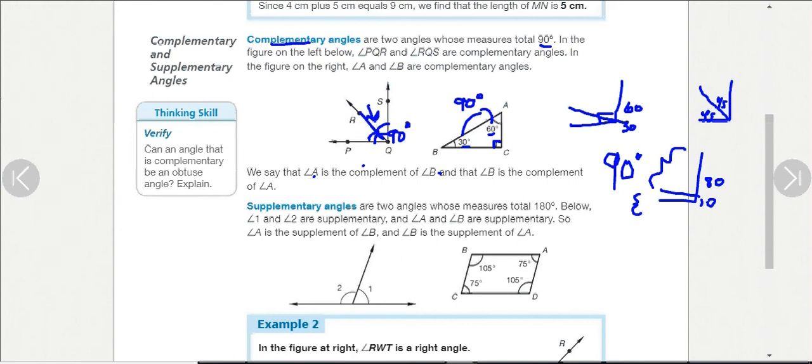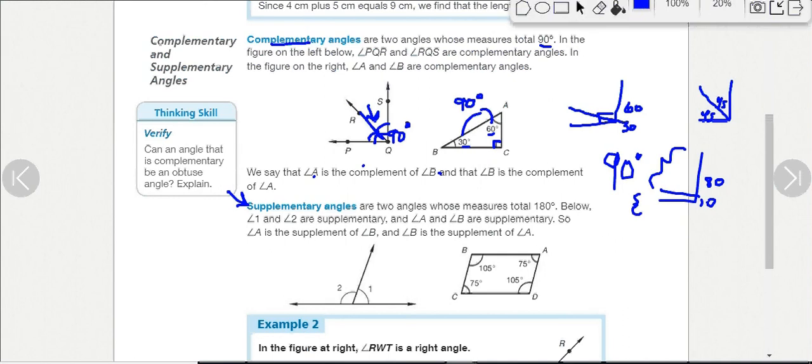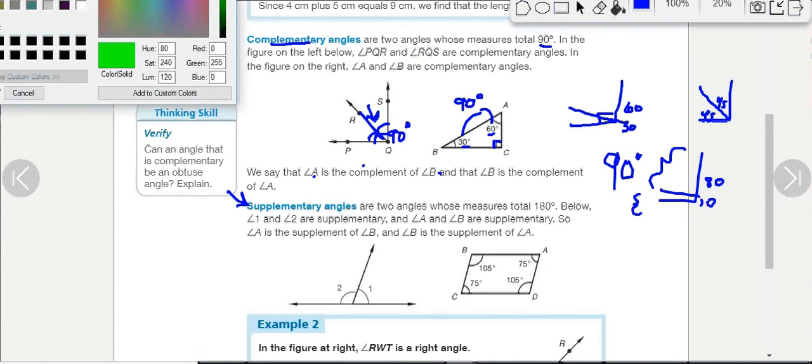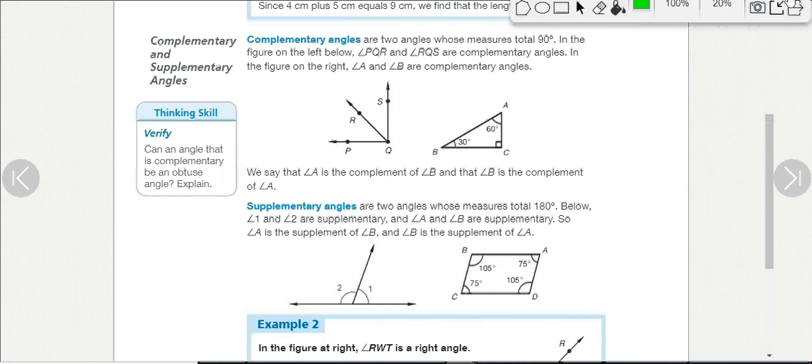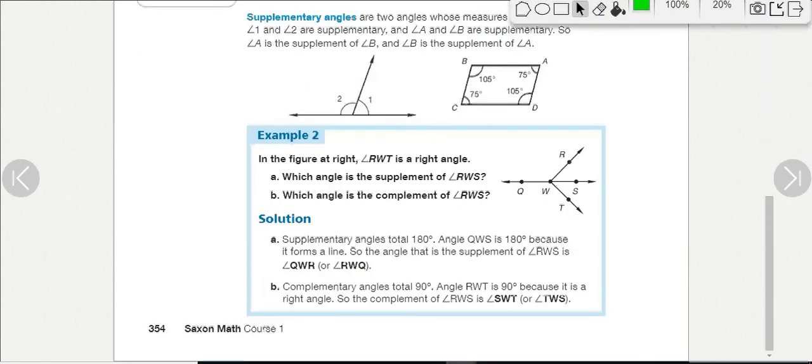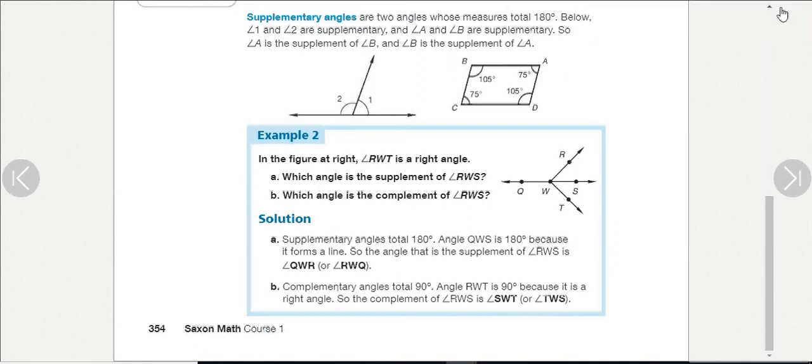Now, supplementary angles, keep this straight. Let's color code for this new one. What do you think supplementary angle is going to refer to? Supplementary means we're going to add up to 180 degrees. And what does 180 degrees look like? It looks like a straight line. So you could divide that all sorts of places. Could have done it here, could have done it here, but they did it right here.